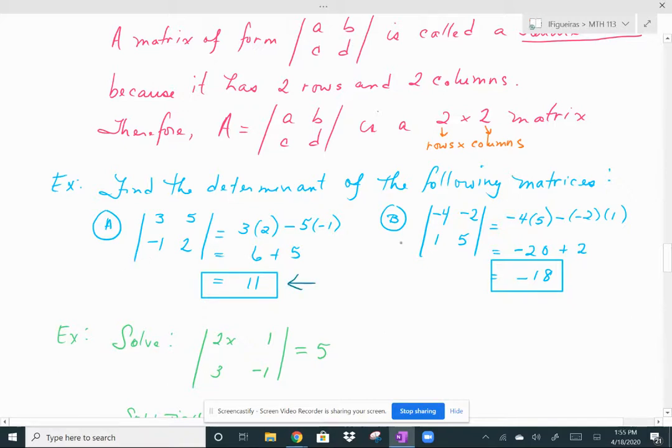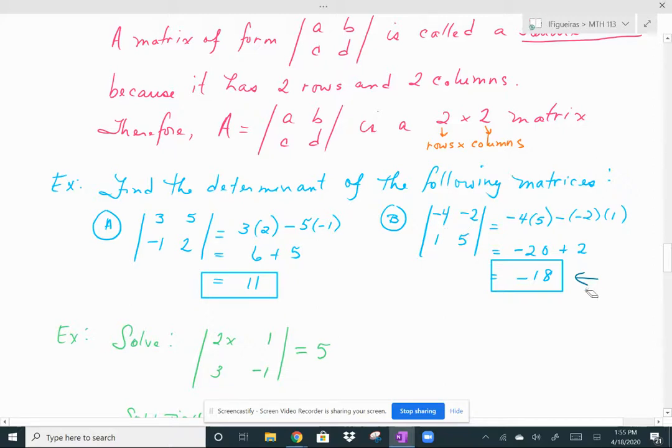Let's do the same thing in part B here. I want to find the determinant of the matrix with rows 4, negative 2, and 1, 5. So when you multiply across, you have 4 times 5 minus negative 2 times 1. So that's negative 20 plus 2. So this has a determinant value of negative 18.